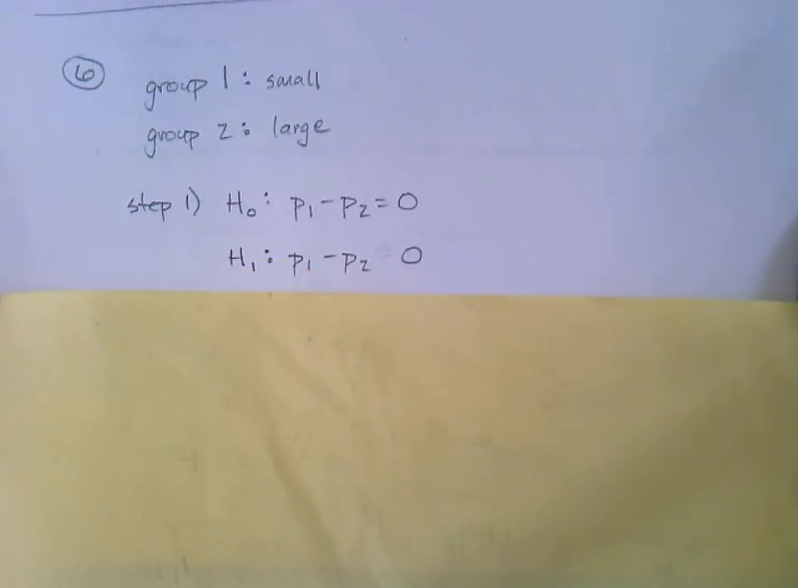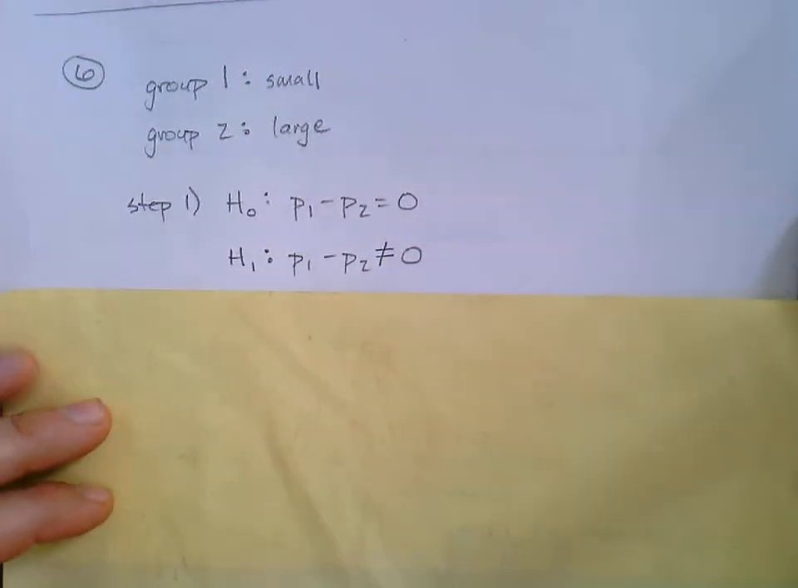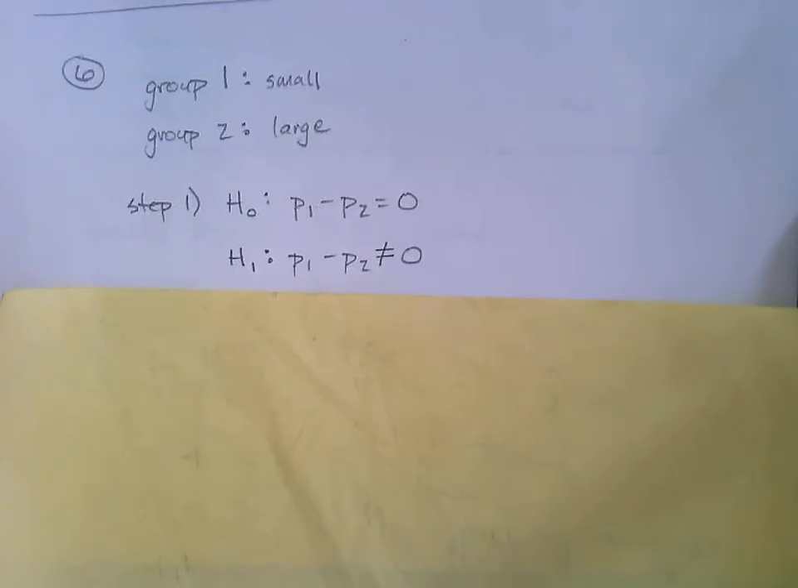For the alternative hypothesis, well, we're going to change that symbol. What would it be here? And notice in the problem it said test the claim that there's a difference. Well, if it's a difference we're looking for, then it's simply a not equals.